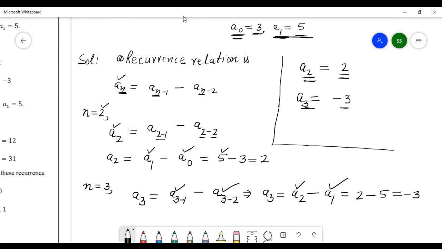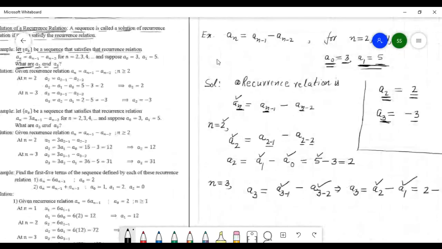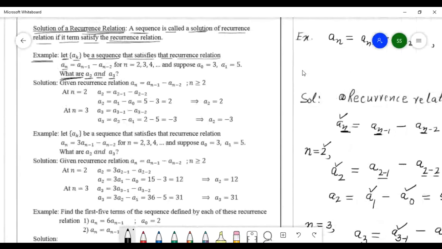A0 is present in the question here, A1 is present in the question here. You have to find this A2 and A3. You have to find A2, so take n as 2 here. Okay? Yes. Very simple. Now come to the next question. Here you have to find this A2 and A3. Okay, so here n equal to 2, you will find this way, right? Now see here, example number 2.